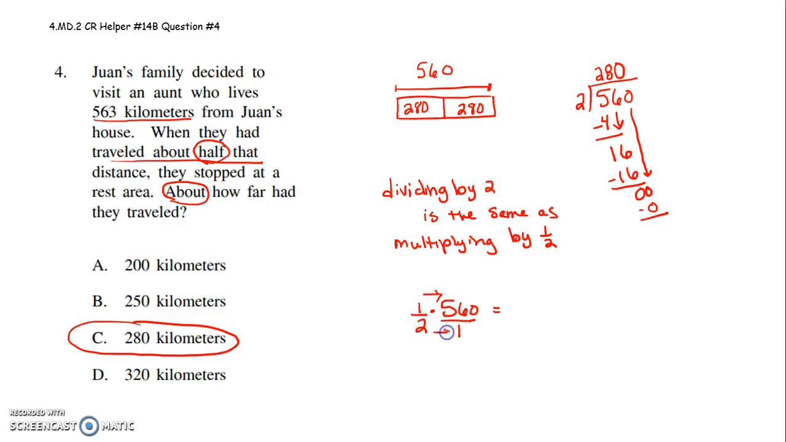Straight across the top, straight across the bottom. 1 times 560 is 560. 2 times 1 is 2. Look at what we now have going on. That's 560 divided by 2. That fraction bar means divided by. So in the end, we'd still be doing 2 into 560. I just wanted to quickly show you dividing by 2 is exactly the same as multiplying by 1/2.